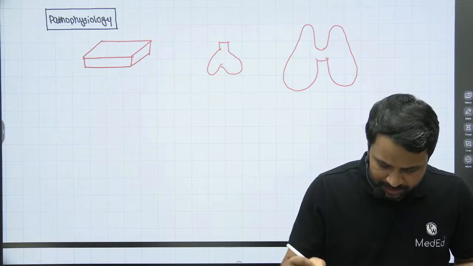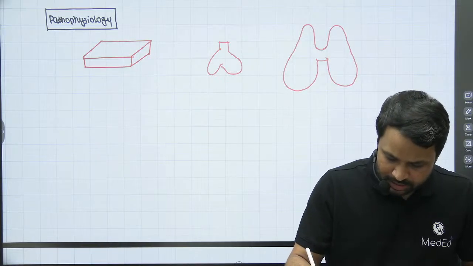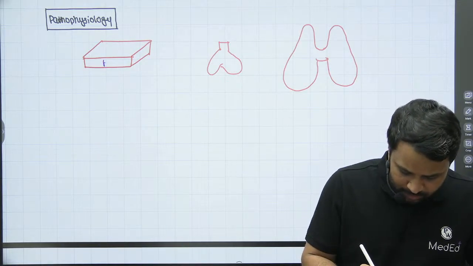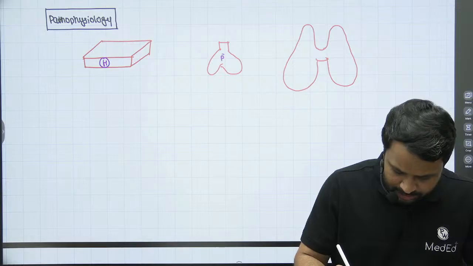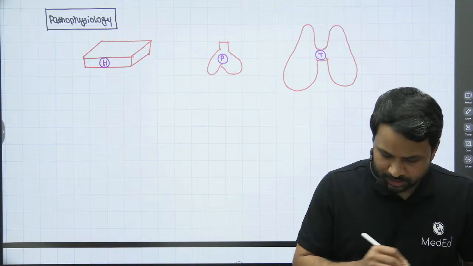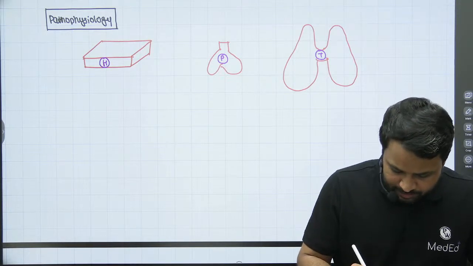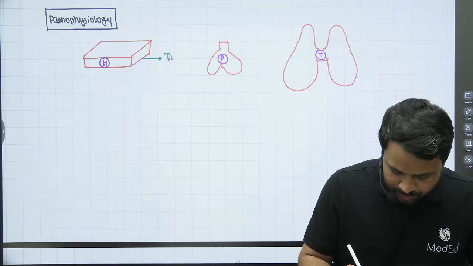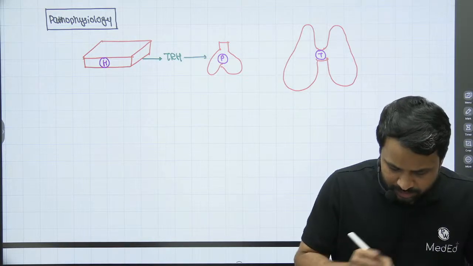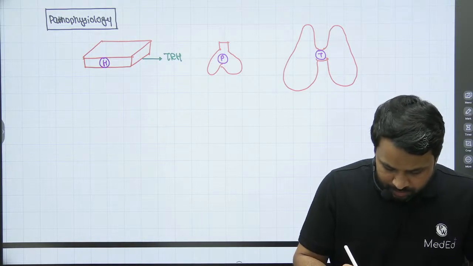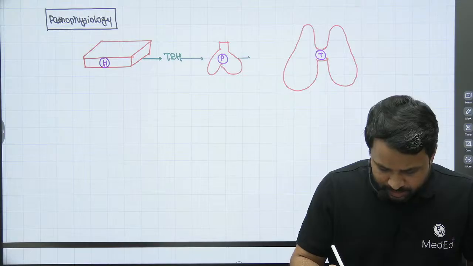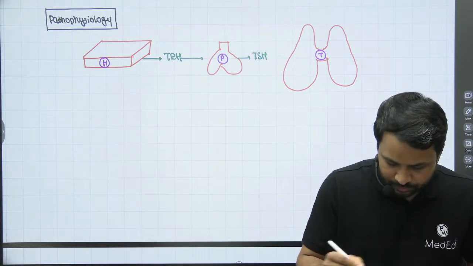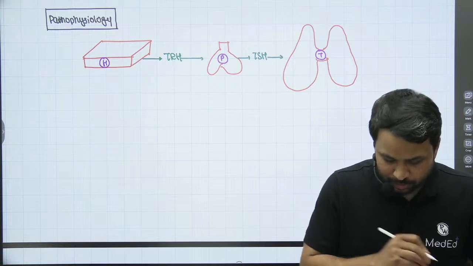If I complete the circuit, you will notice that the hypothalamus is present here, this is the pituitary gland, and this happens to be the thyroid gland. Hypothalamus tells the pituitary gland by releasing the thyrotropin regulating hormone कि भाई काम कर ले, ठीक है. Pituitary gland बोलता है ठीक है मैं TSH बनाता हूँ, TSH बोलता है thyroid gland को कि भाई काम कर ले, है ना. तो एक के बाद एक काम डिस्ट्रीब्यूट किए जा रहे हैं.